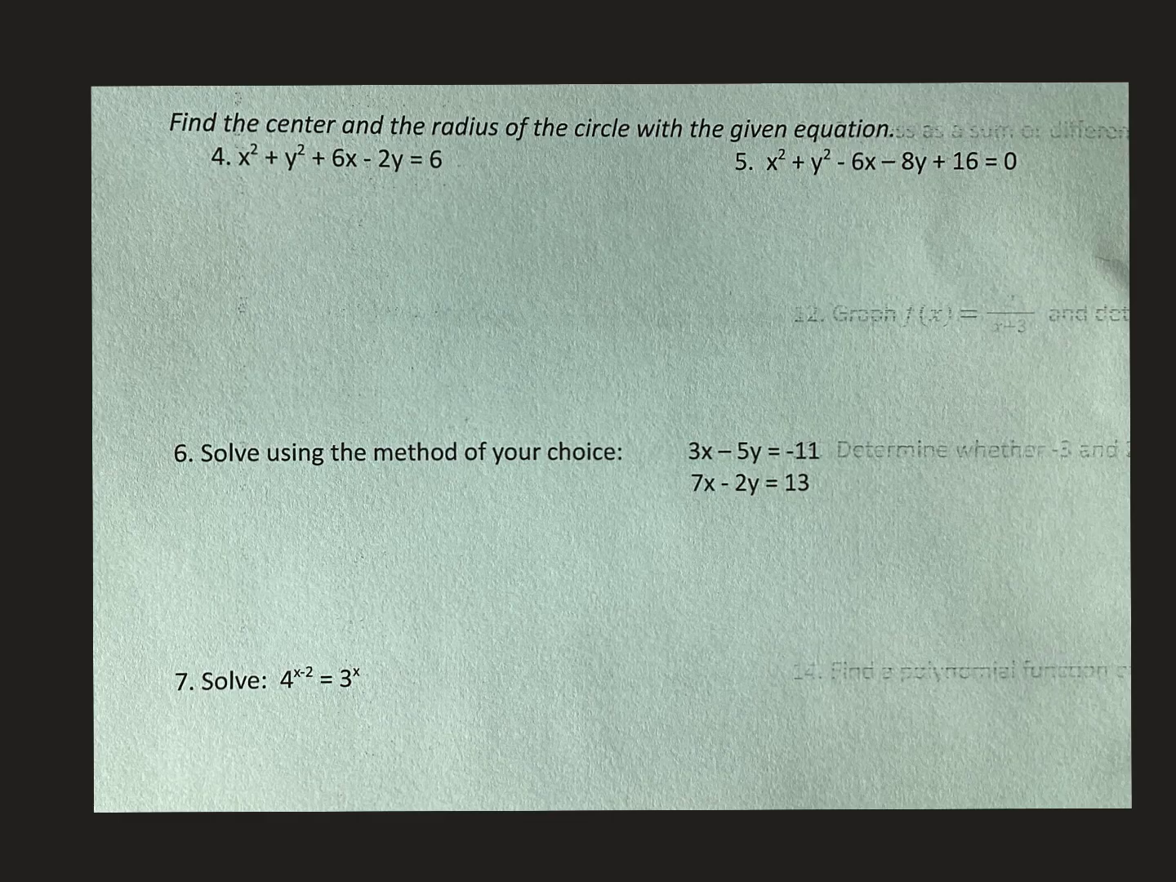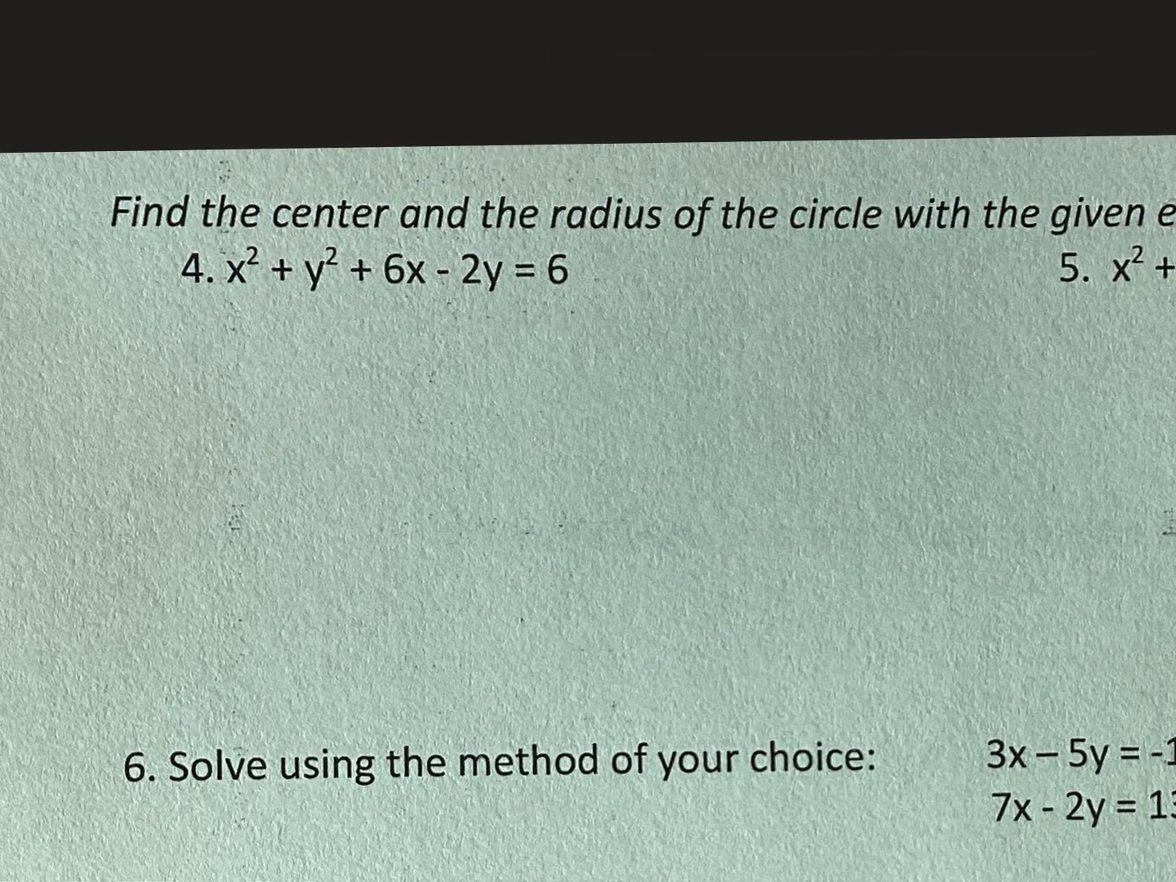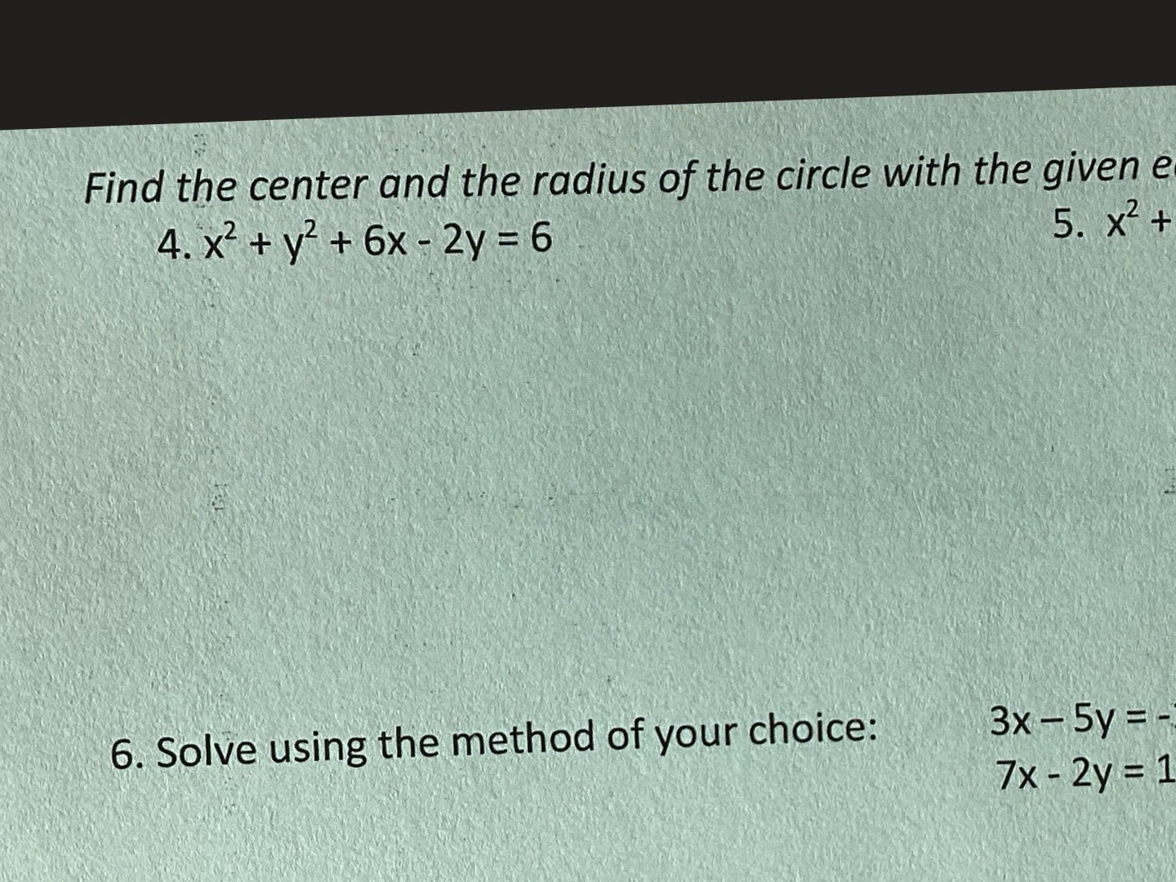Number 4, circles. You have to grade at this week. I'm not too worried about you here. So I'm going to put your x's together, remember? Leave space. Put your y's together, leave space. And complete the square. Half of 6 is 3. 3 squared is 9. Add 9 to both sides. Half of 2 is 1. Add 1 to both sides. Gives me x plus 3 squared, y minus 1 squared, and 16.